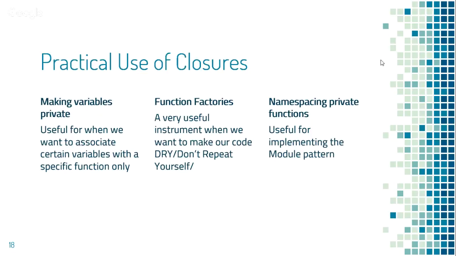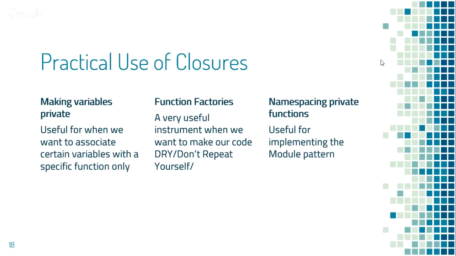And finally, namespacing private functions. Many object-oriented languages provide the ability to declare methods as either public or private, and JavaScript doesn't have this functionality built in, so it does not come out of the box. But it does allow us to emulate this functionality through the use of closures, which is known as the module pattern. You'll learn all about that when you're building the third project again.